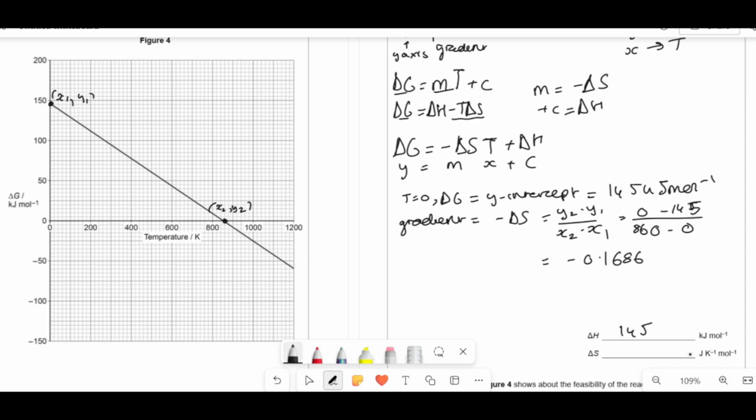Remember that this is in kilojoules per mole. Kilojoules per Kelvin per mole. So to convert it to joules, you times it by 1,000, which is going to be minus 168.6. Or in this case, I should probably give the same number of significant figures as minus 160.